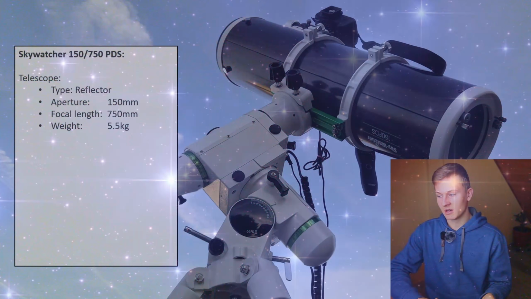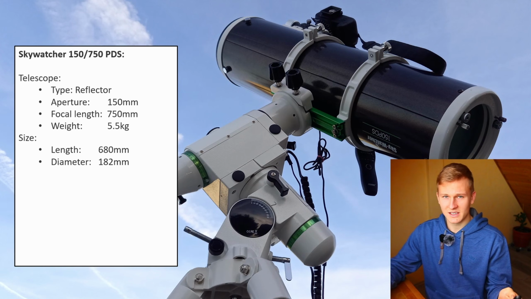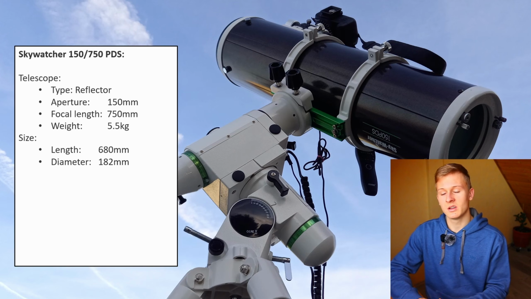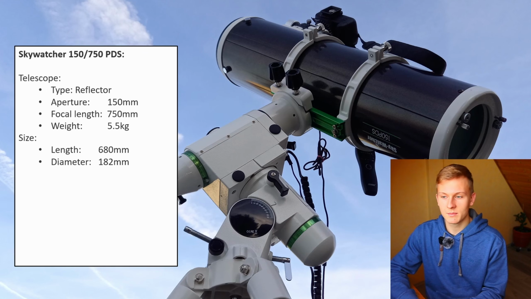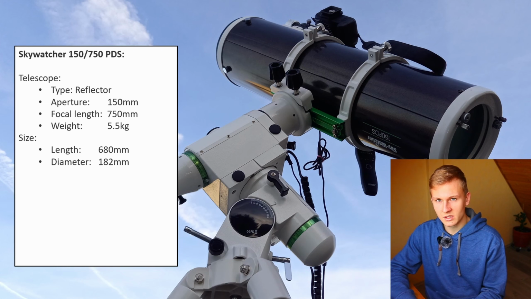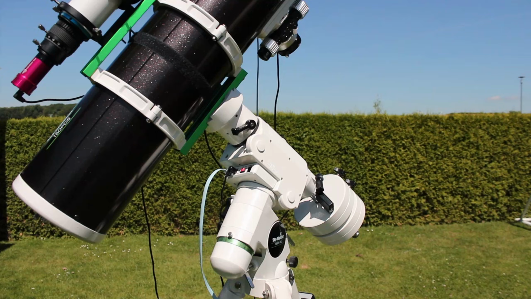Something about the size, because that's important as well. In this case, the telescope does have a length of 680 millimeters and a diameter of 182 millimeters. So it's not that big, but it's not that small either. When there are only a few hours of total clear skies, usually I set up my other telescope because this one is a bit too heavy for me, but still it's quite portable, definitely. So it's not that heavy, not that big, but compared to a wide field telescope, it's for sure a bit bigger, but there are definitely other Newtonian telescopes that are much heavier.